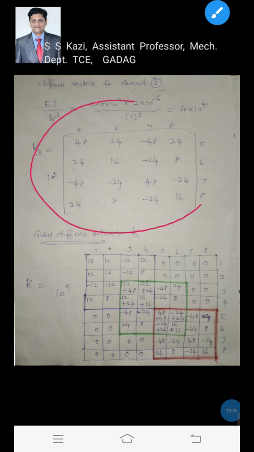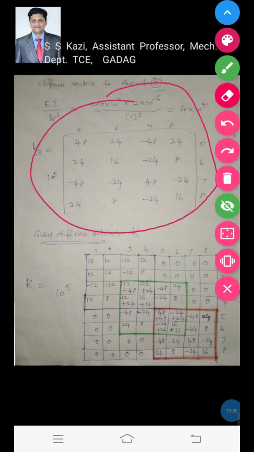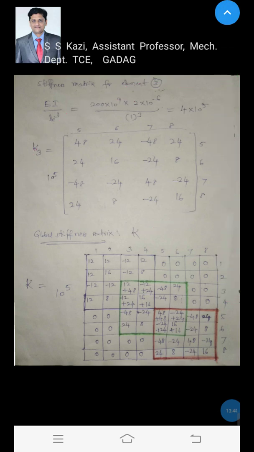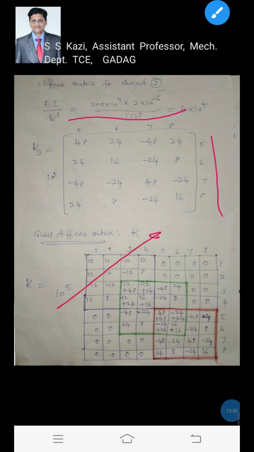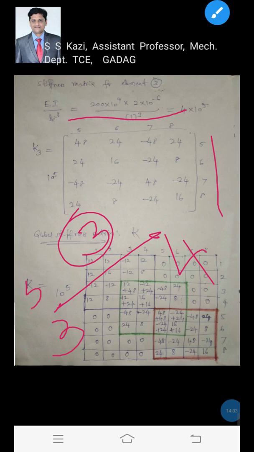I wrote the same K3 here, the stiffness matrix for element 3, it is the same as element 2. Okay, now I wrote here 5 6 7 8, 5 6 7 8 DOF numbers, because if you consider element number 3 having nodes 3 to 4, then at node number 3 the DOF numbers will be 5 6, and at node number 4 the DOF numbers will be 7 8, because at each node there are 2 DOFs. Okay, here one is deflection and one is rotation.